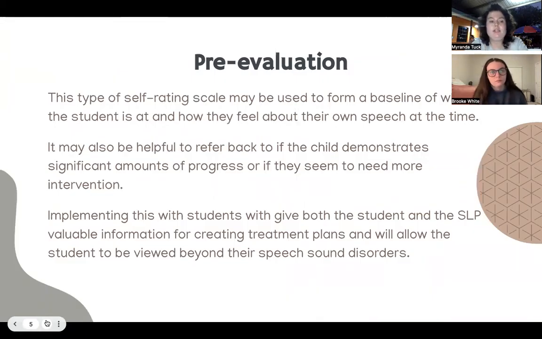So pre-evaluation, this type of self-rating scale may be used to form a baseline of where the student is at and how they feel about their own speech at this particular time. It may also be helpful to refer back to if the child demonstrates significant amounts of progress or if they seem to need more intervention. Implementing this with students will give both the student and the SLP valuable information for creating treatment plans and will allow the student to be viewed beyond their speech sound disorders.